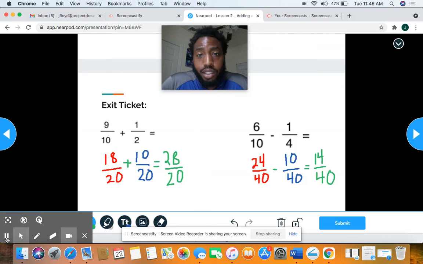Hopefully you guys were able to take some risks and learn a little bit more about adding and subtracting fractions. If you have any questions or concerns, you can definitely see us in class live tomorrow. We'll be going over this and some additional problems, getting some more work on adding and subtracting.